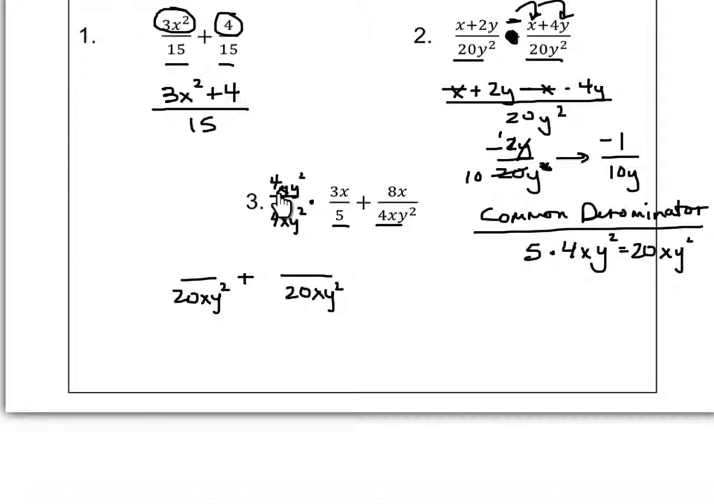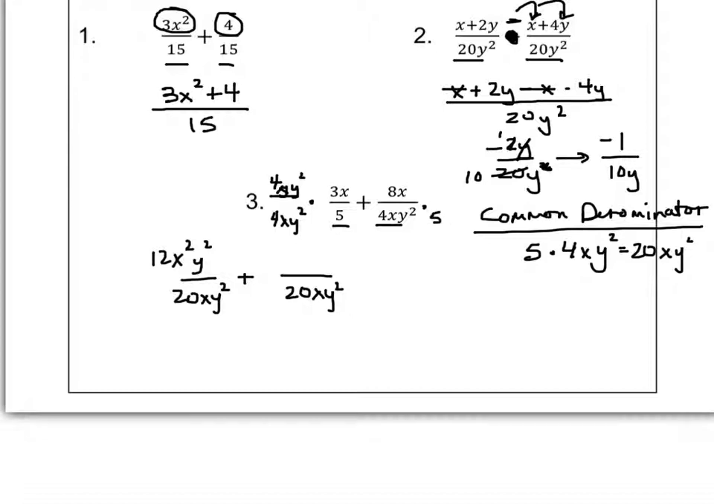On the top, 4xy squared times 3x is going to be, 4 times 3 is 12. X times x is x squared. And then I have a y squared left over. Okay, still there. Now, the right fraction.